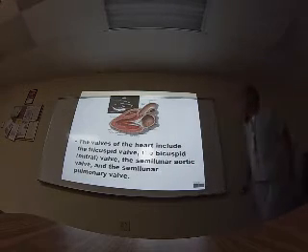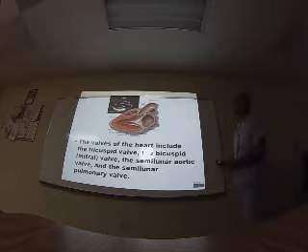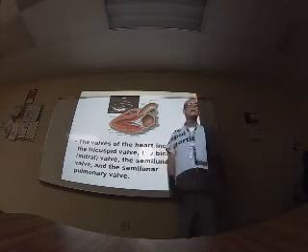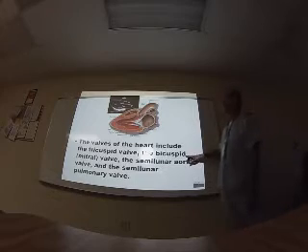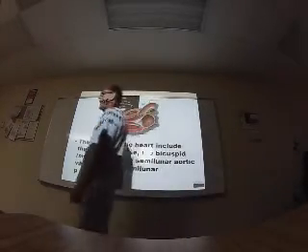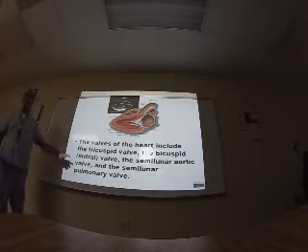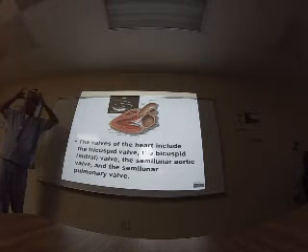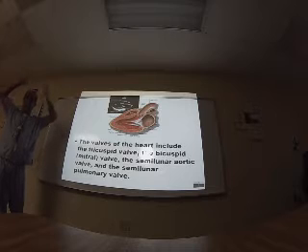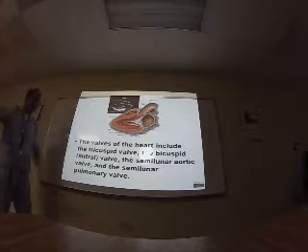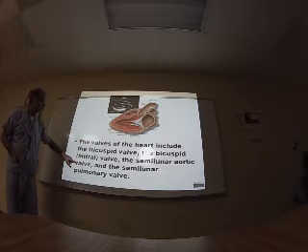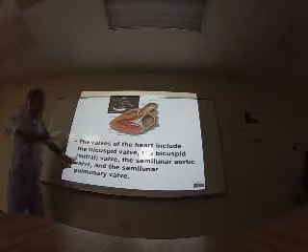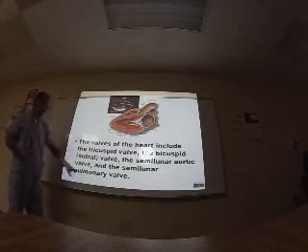The valves of the heart include the tricuspid valve, a valve between the right atrium and the right ventricle. The bicuspid valve has another name, the mitral valve. The name comes from the hat the Pope wears, this little hat called a mitra. Then the semilunar aortic valve, which is in the aorta, of course, and the semilunar pulmonary valve. There are four.